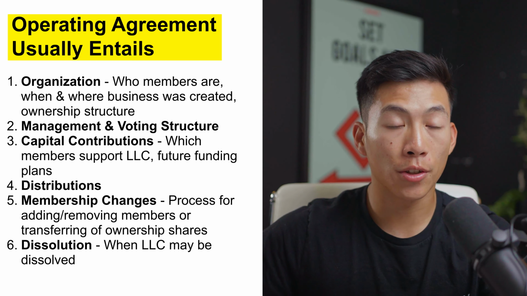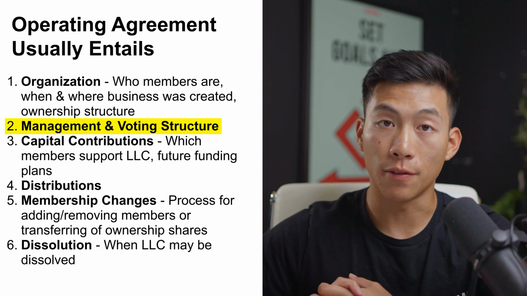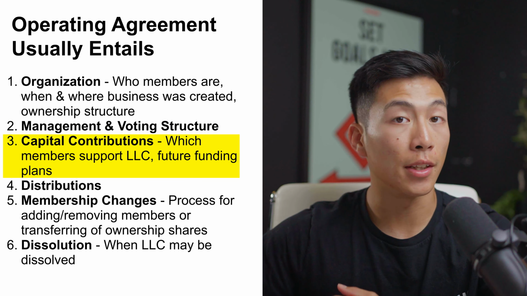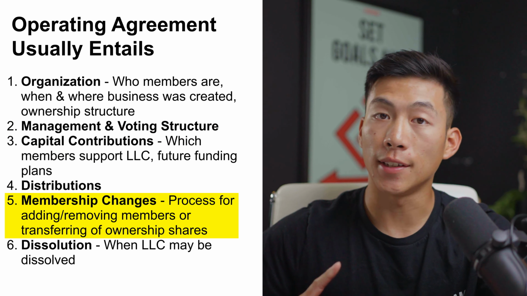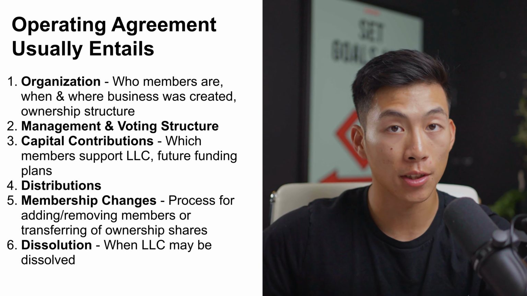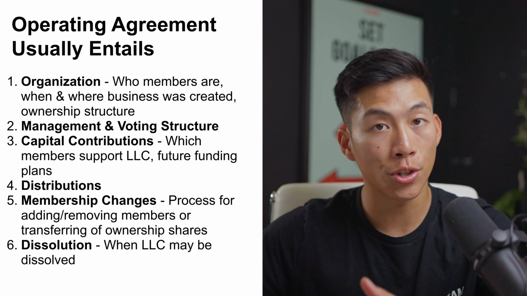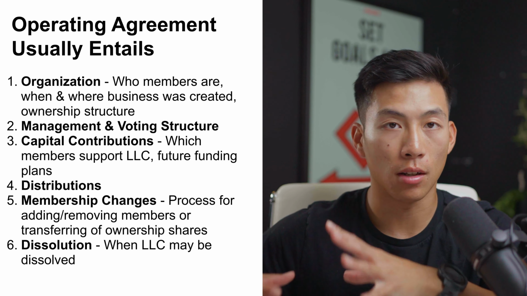Within this operating agreement, this usually entails things like the organization, management and voting structure, capital contributions and distributions, membership changes, and dissolution. So as you can see, this can be quite complex for a new business owner. That's why we recommend using an online business formation service to do this for you. That way you don't have to worry about figuring out all of these different things.